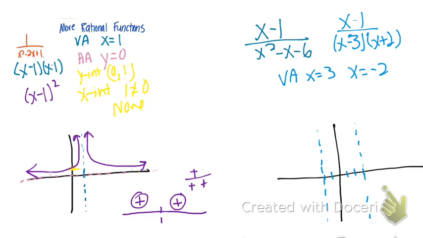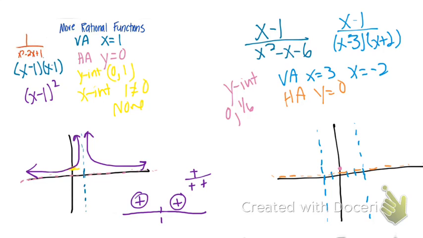For my horizontal asymptotes, I'm going to follow that rule. So this is a higher degree on the bottom, which means my horizontal asymptote is going to be at y equals 0. And then I can do my two intercepts. So let's do y-intercept first. My y-intercept is when I plug in 0 for x, which would be at 0, and it's negative 1 divided by negative 6. So that's (0, 1/6).